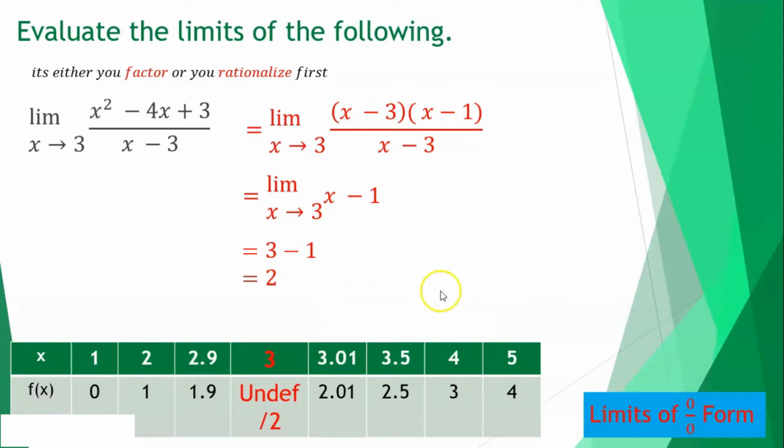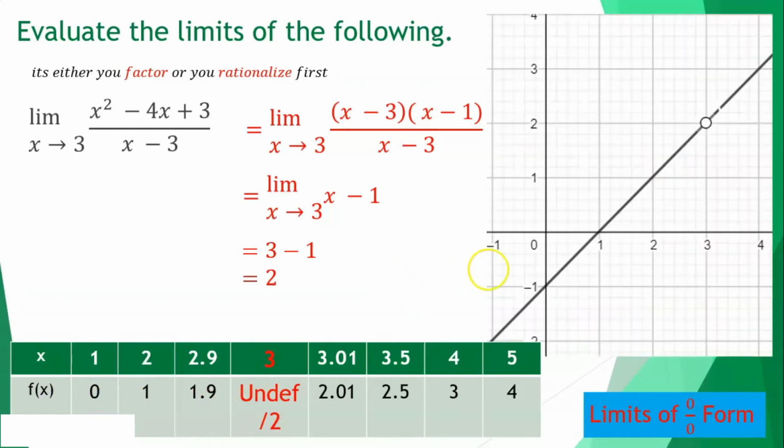Now, making use of the table of values, we will have this. Take note, if x is 3, it will give us an undefined value, or it does not exist. If it's 5, it will give us 4. If it's 4, it will give us 3, and so on. So take note, as x approaches 3, the value for y is approaching 2, even though at 3 it is undefined. The same thing from the left. If x is 1, y is 0. So as x approaches 3, the value for y is also approaching 2.